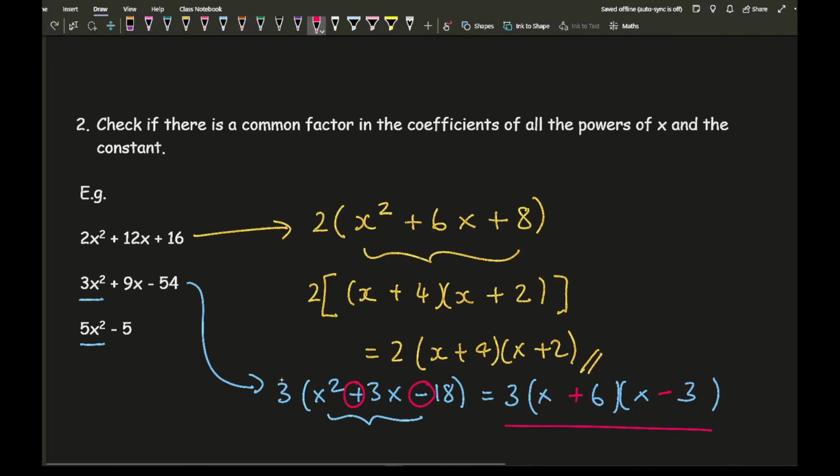Then with the last one here, I can take a 5 out. So I've got 5 lots of x squared take away 1. This then is a difference of 2 squares. So then it gives me 5, x and x. I've got a 1 and a 1. One's a plus and one's a minus.